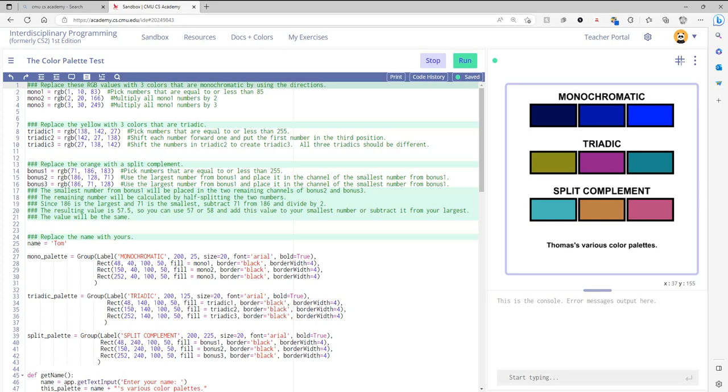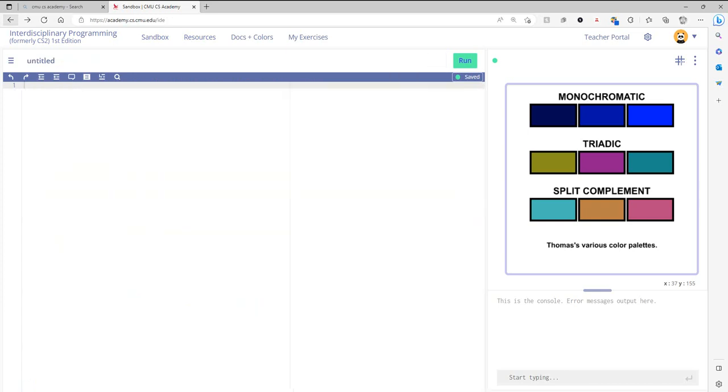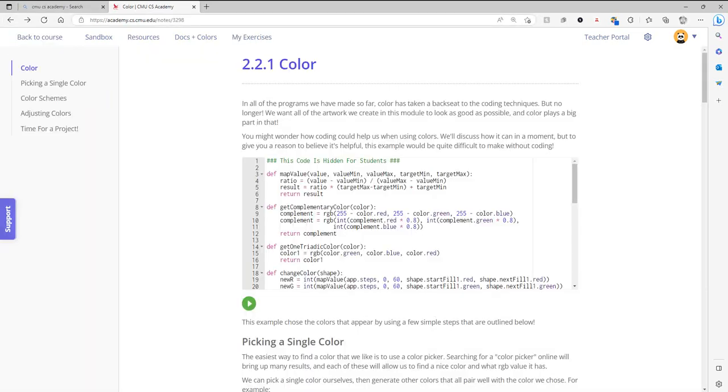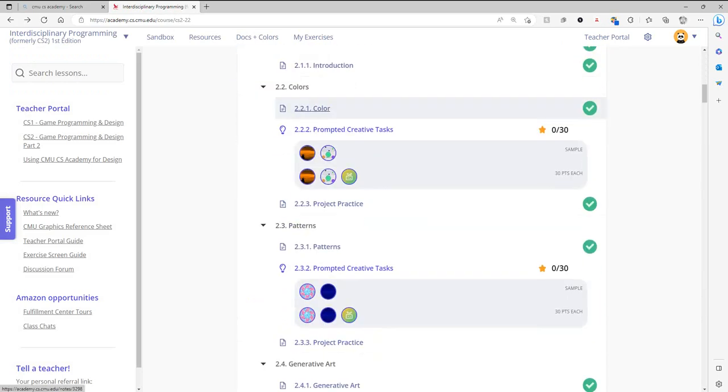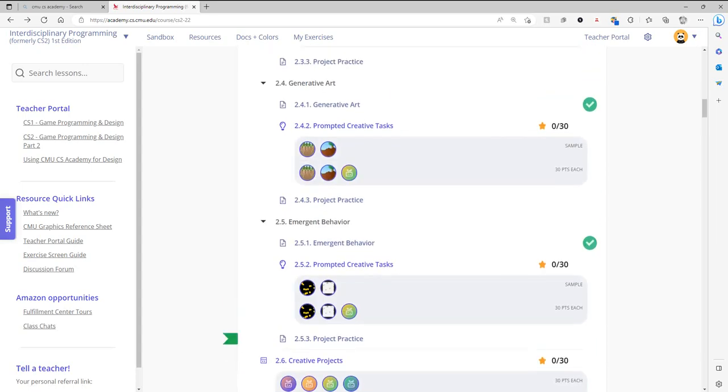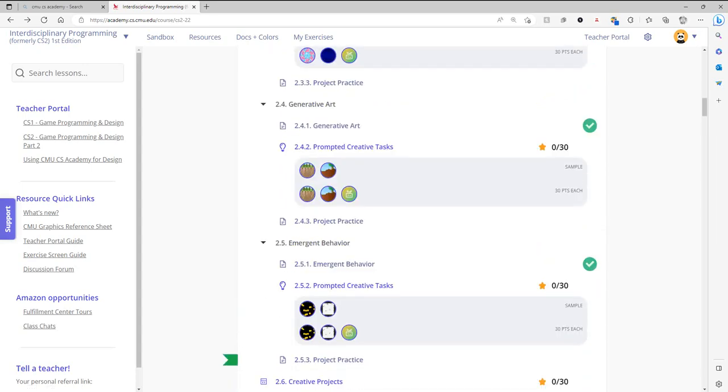Once we were done with the color section, we started going into the other sections, and they're set up in such a way that CMU CS Academy did this progression of three things as we move toward creating game artificial intelligence, right?